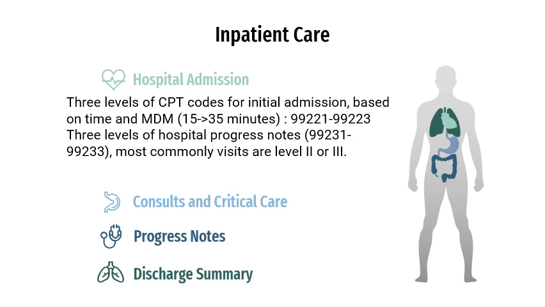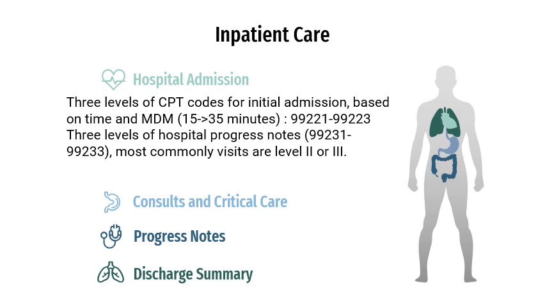your practice as well as prevent any of your charts being sent back to you and future audits or claim denials. So as far as the hospital admission goes, there are 3 levels of CPT codes for the initial admission based on time spent with the patient as well as medical decision making. These are your 99221s through 99223s.